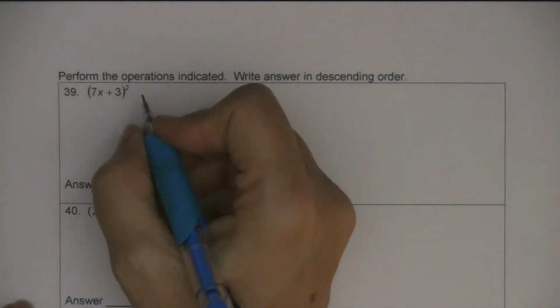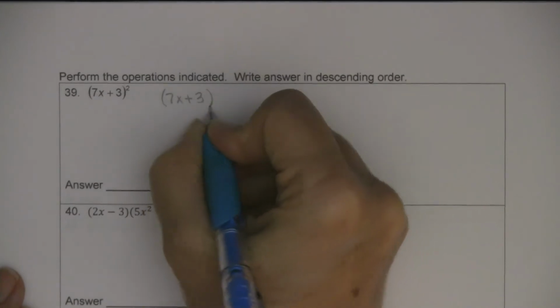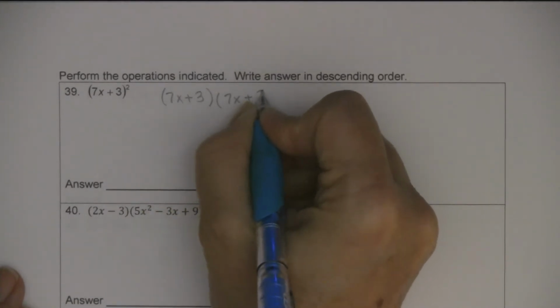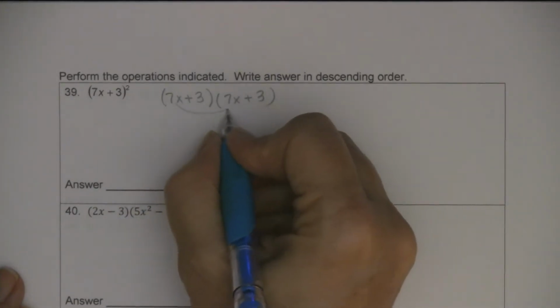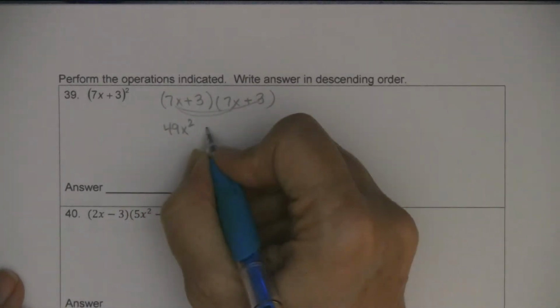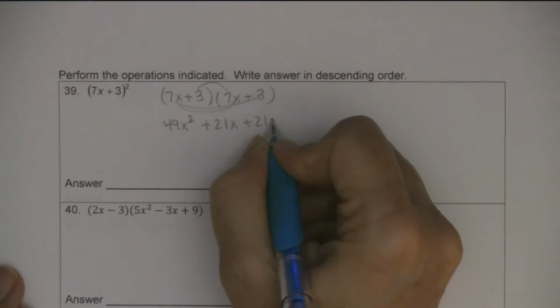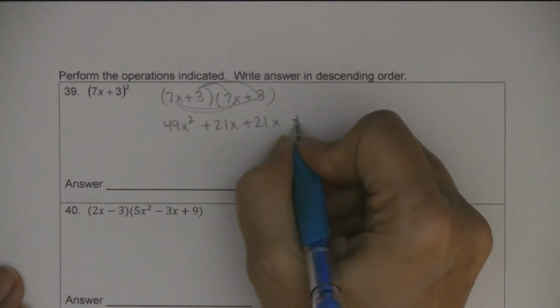You can use the squaring formula, or you can just use FOIL. I would just use FOIL. Would be my preference. So I write it twice, and then I FOIL these together. That's 49x squared plus 21x, another 21x, and last but not least, plus 9.